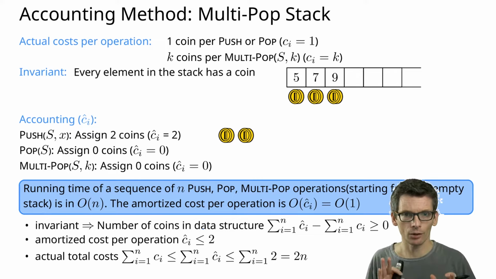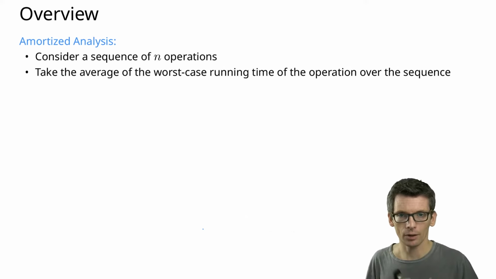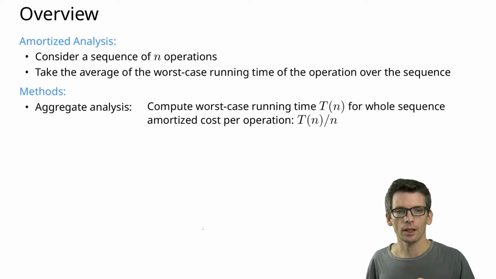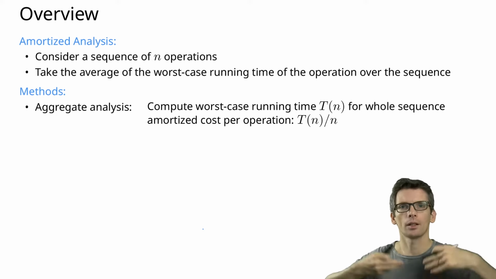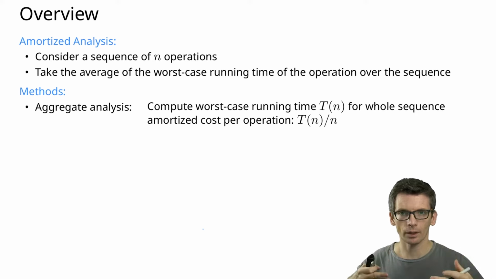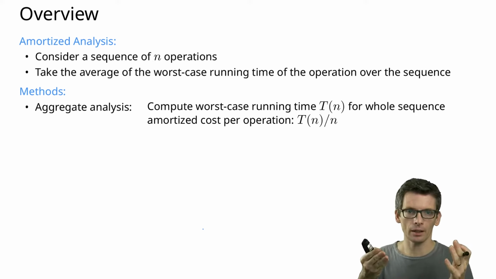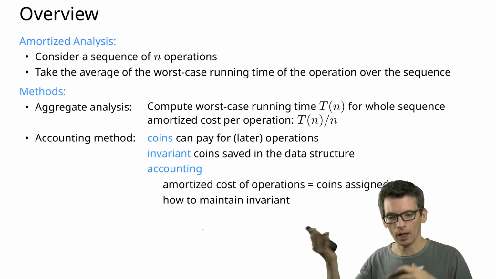So what have we seen so far? What we want to do is amortized analysis. So that means that we have a sequence of operations and we take the amortized average over that sequence. We are looking at worst case. And the methods that we've seen were the aggregate analysis, and there the idea was really to simply compute this T of n, the worst case running time of the whole sequence, and then as amortized cost take T of n divided by n.